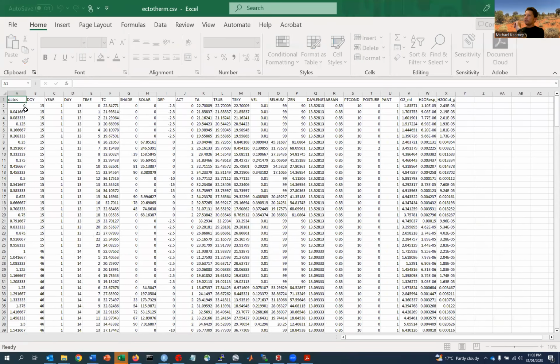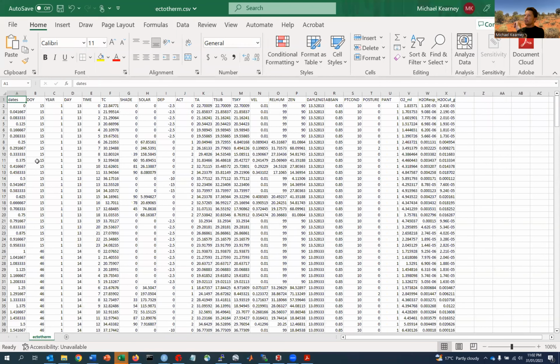You can see we've got the dates, the day of the year. The time is actually in hours here. We've got the body temperature, we've got the shade selected, the solar radiation experienced by the animal, not what was generally available on the surface, but what the animal experienced, the depth that they chose, whether they're active, 0 is inactive, 1 is basking, 2 is active, what air temperature they experienced, what ground temperature they experienced, the sky temperature, the wind speed. When they're in their burrow, it's assumed to be virtually still air and saturated air as well, so 99% humidity.